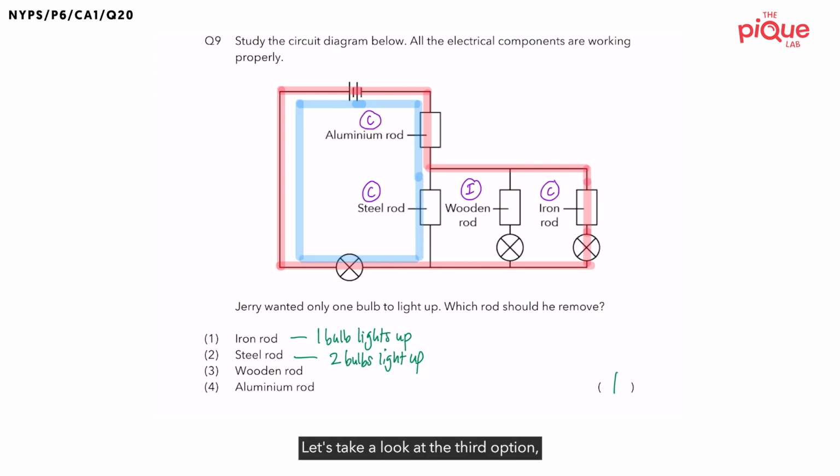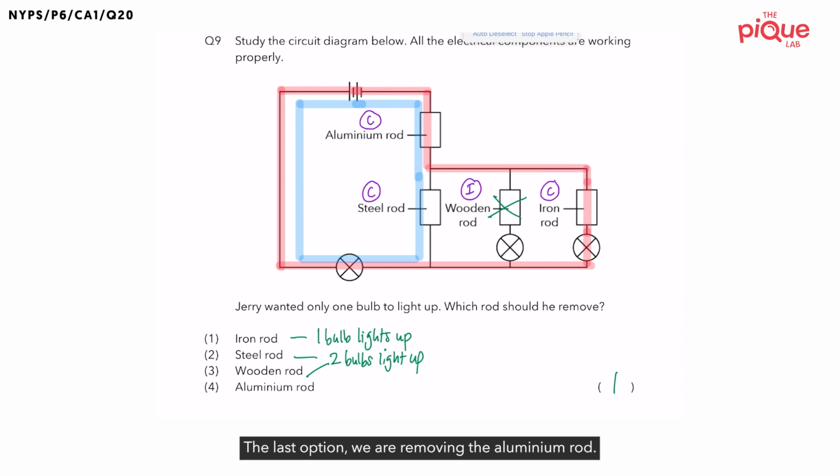Let's take a look at the third option, removing the wooden rod. When we remove the wooden rod, what happens to the red and blue circuit? Will it be open or closed? The red and blue circuit will still be closed. Electricity can still flow through both circuits, and these 2 bulbs will still light up. So again, we have 2 bulbs lighting up. I'm going to erase the working so that we can work on our final option.